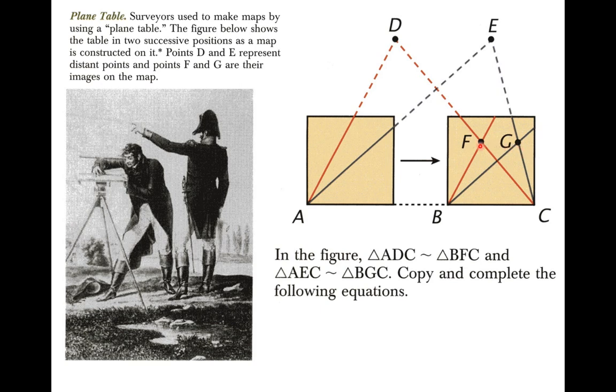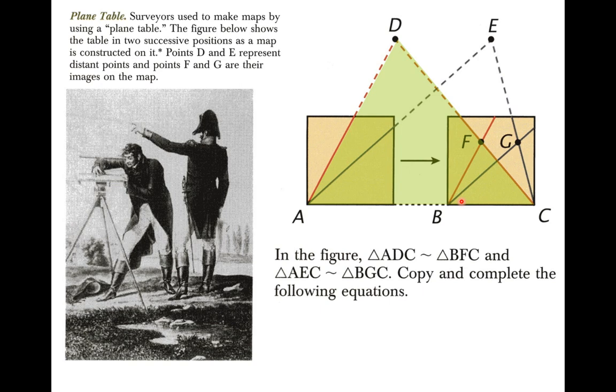Where those intersected, they put points. Now if they do that enough times, they would be able to take the physical features of the ground and bring them down to a smaller size of this plane table and end up with a map. Kind of ingenious. What makes this work?